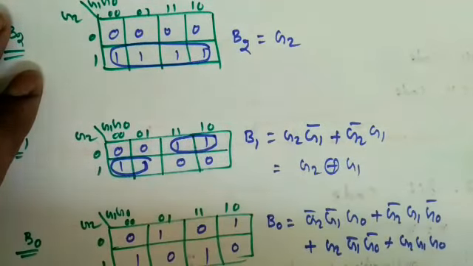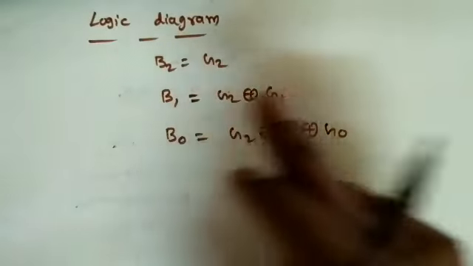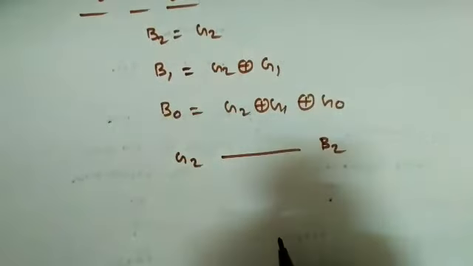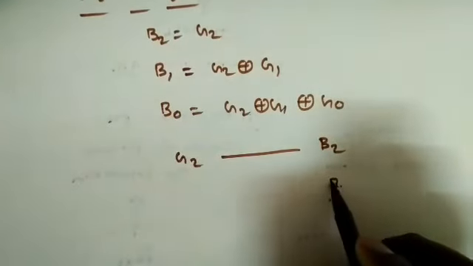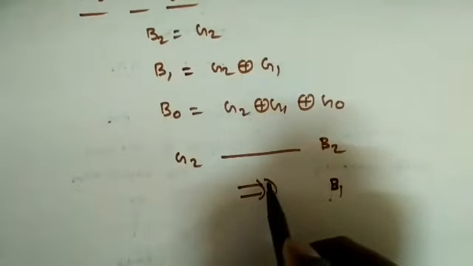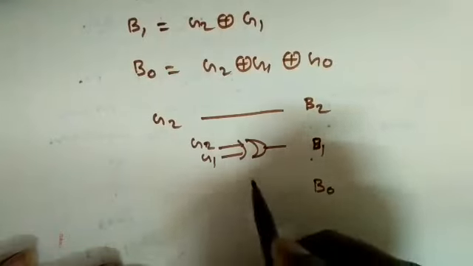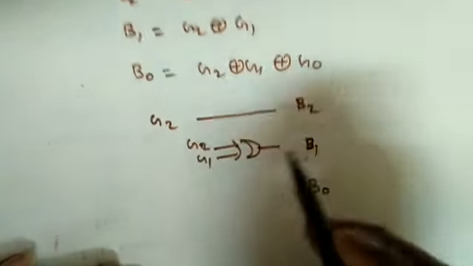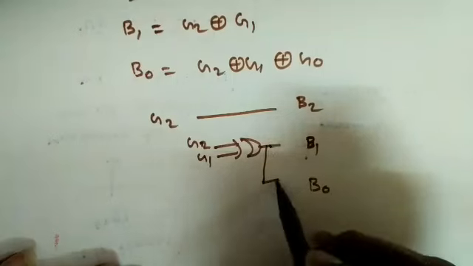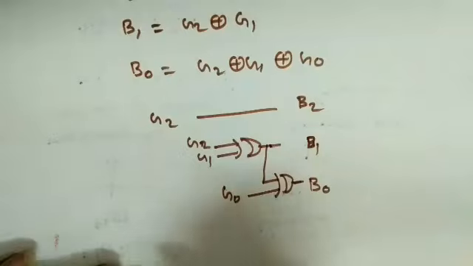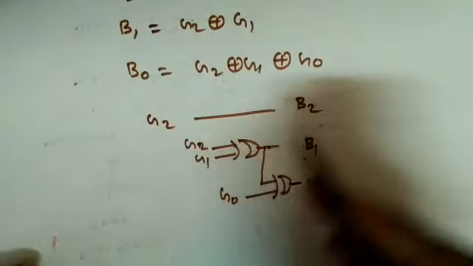So what is the next step? The next step is simply giving the logic diagram. These are the logic expressions we got for this Gray code to binary converter. Now what we need to do? This is G2, so what is B2? There is no gate required, so it passes directly. Next, to get B1, I need to perform the exclusive OR function of G2 and G1. To get B naught, we need to perform the exclusive OR operation of these three. We already have this exclusive OR gate, so one more exclusive OR gate is enough to get B naught. So this is G naught. This is the simple logic diagram of this Gray code to binary converter.